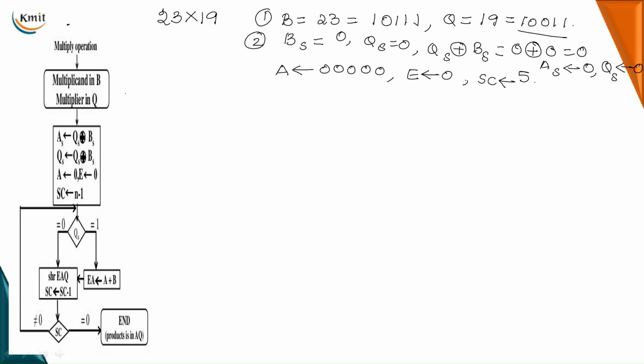Next, we'll move with the third step. So we have to take Qn. Qn represents the rightmost bit of register Q. So what is your Q? 10011. So what is your Qn? This one. This is 1. So you are checking the value of Qn. So Qn is equal to 1. So what you have to do?